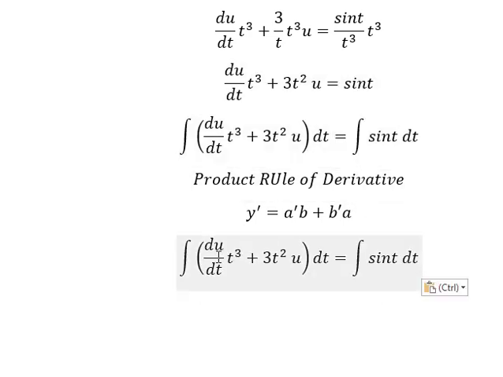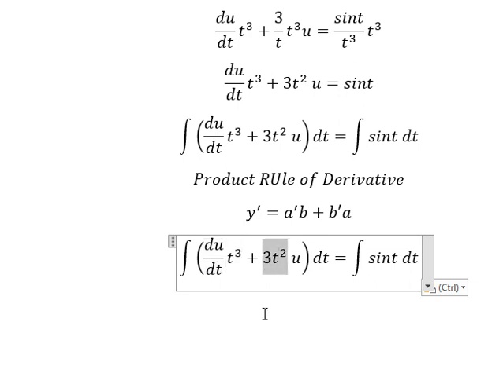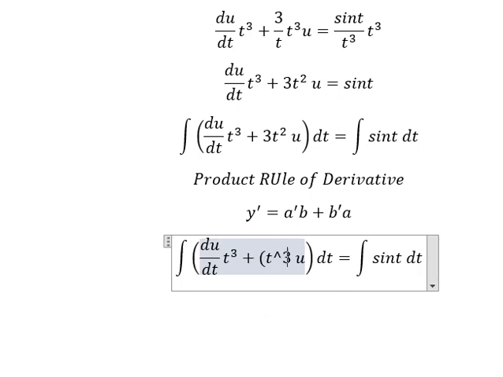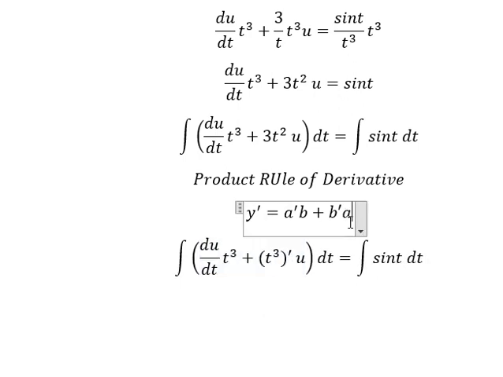So we have the first derivative of a multiplied by b. This one is the first derivative of b multiplied by a. So the integration of this one, we have y equals ab.